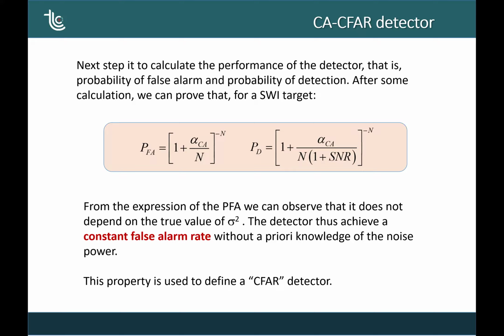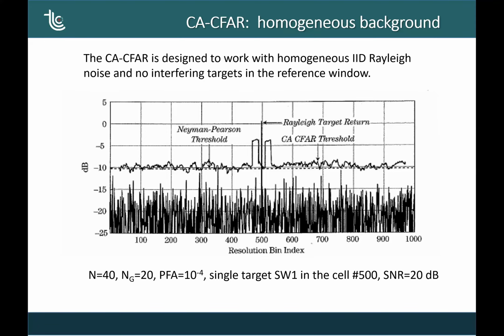Of course, the probability of detection depends on the real signal to noise ratio. As you can see here, the expression of the probability of detection depends on alpha, the threshold coefficient, the number of pulses that I use, and the signal to noise ratio. But what is important in these detectors is that the probability of false alarm is constant, so it does not depend on the unknown value of the power. So we can see here what's happening in our detector.